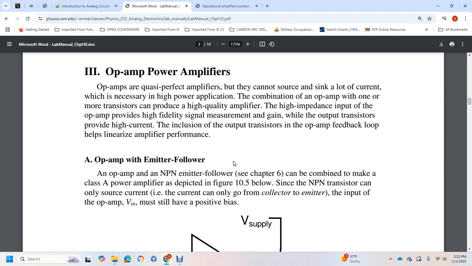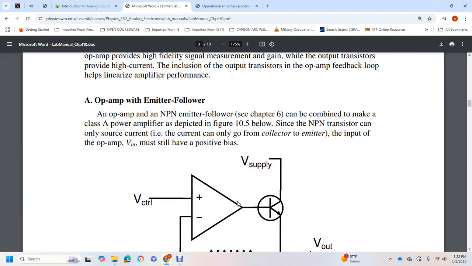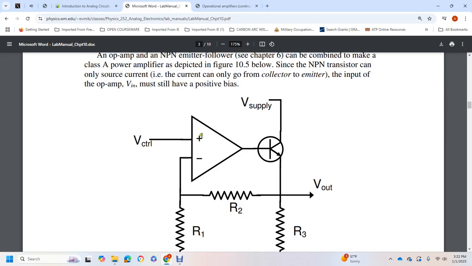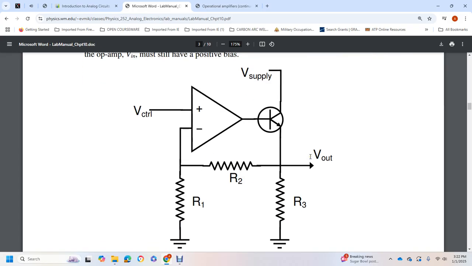See chapter 6, combined to make the class A power amplifier depicted in figure 10.5 below. The NPN transistor can only source current. The current can only go from the collector to the emitter. The amplifier voltage input must have a positive bias. So the voltage controls the voltage going into the positive voltage supply, and then we have a collector, emitter, resistor 1, resistor 2, resistor 3.